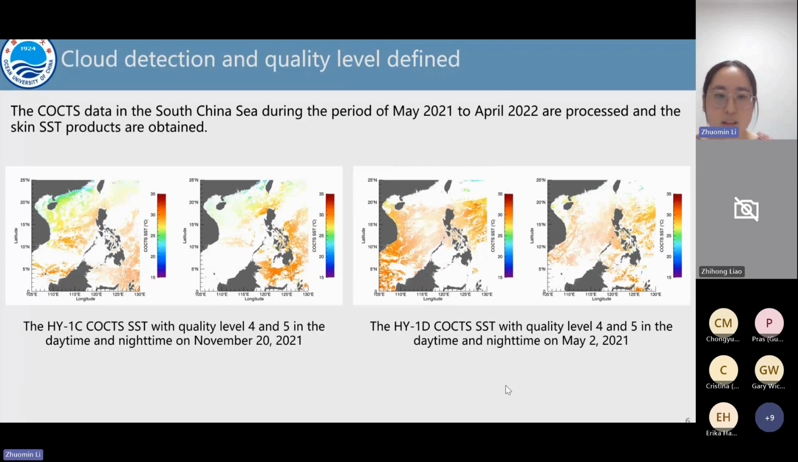And the COCTS data in the South China Sea during the period of May 2021 to April 2022 are processed, and the skin SST products are obtained. The left two pictures and the right two pictures show the HY-1C and HY-1D COCTS SST with the quality level of 4 and 5. We can see there is no obvious phenomenon of judging the clear pixels as the cloud pixels.